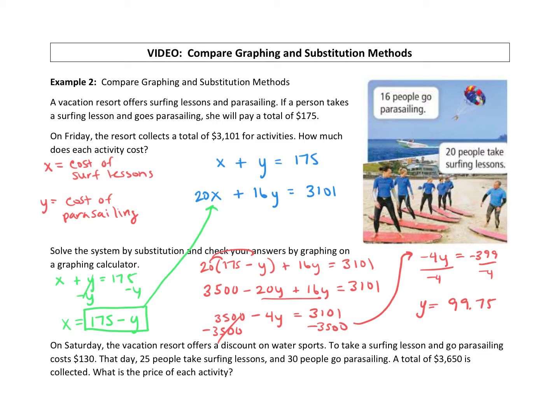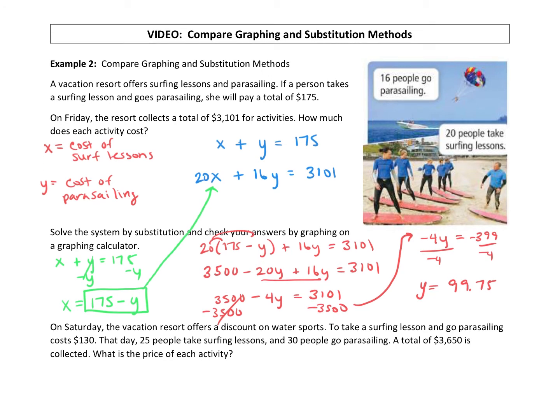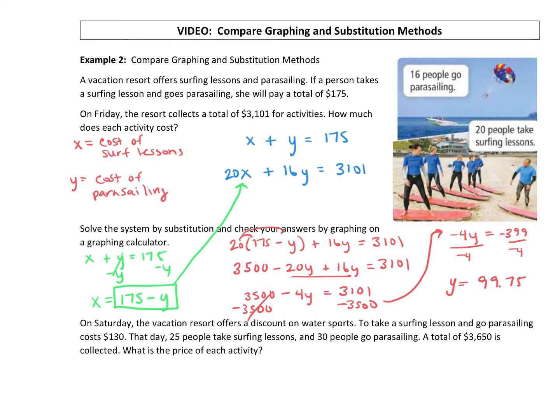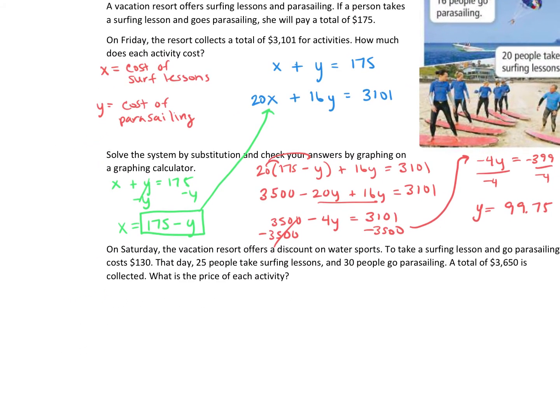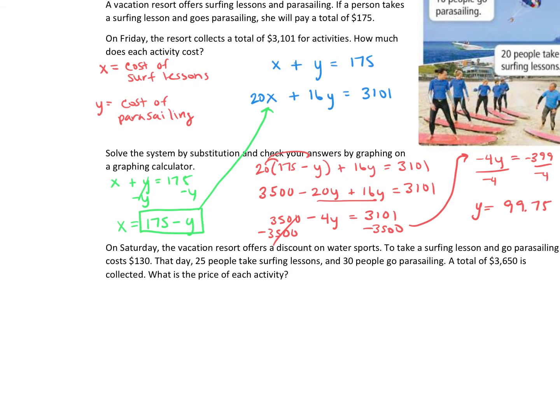To find the cost of a surf lesson, we're going to take our $99.75 and plug it into the equation in the box that we created right here, because that's going to tell us what x is. So x equals 175 minus our y, which we just found was 99.75. 175 minus 99.75 is 75.25.